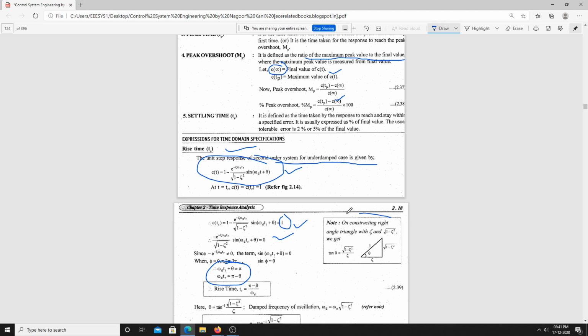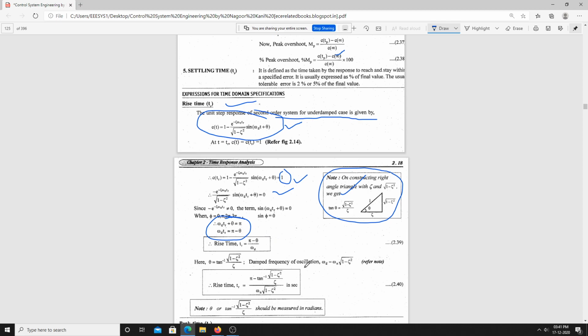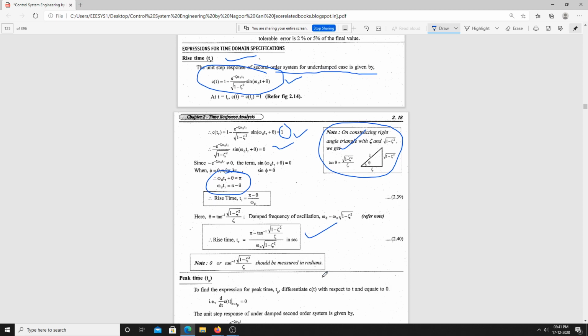Where theta is nothing but what? From this we can construct the right angle triangle. After constructing the right angle triangle, we find tan theta, that is nothing but under root 1 minus zeta square by zeta. So theta is nothing but tan inverse of under root 1 minus zeta square by zeta. Just substitute over here. So finally this is the tr we are having: pi minus theta, where theta is tan inverse of under root 1 minus zeta square by zeta, all divided by omega n under root 1 minus zeta square. This is the expression for the rise time.